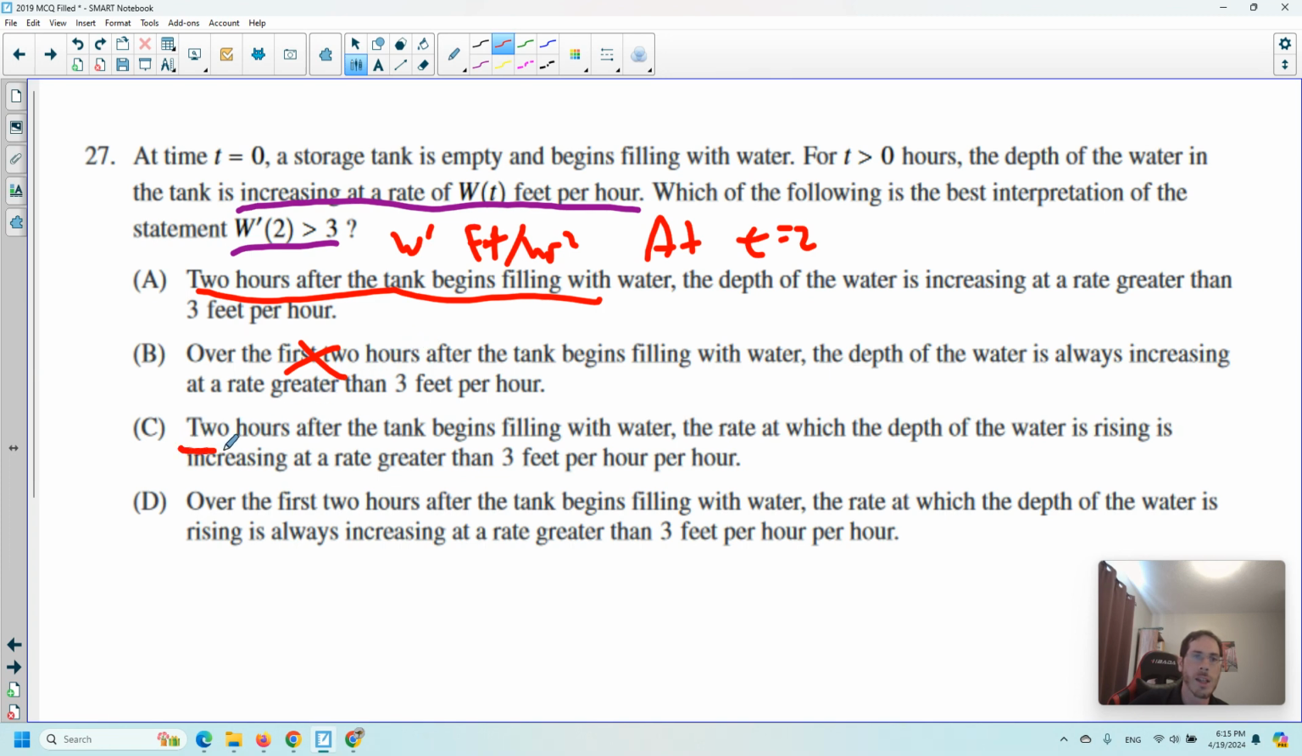2 hours after the tank is okay. Over the first 2 hours is not. That would be either an integral or an average rate of change. So derivative is going to be at a point.